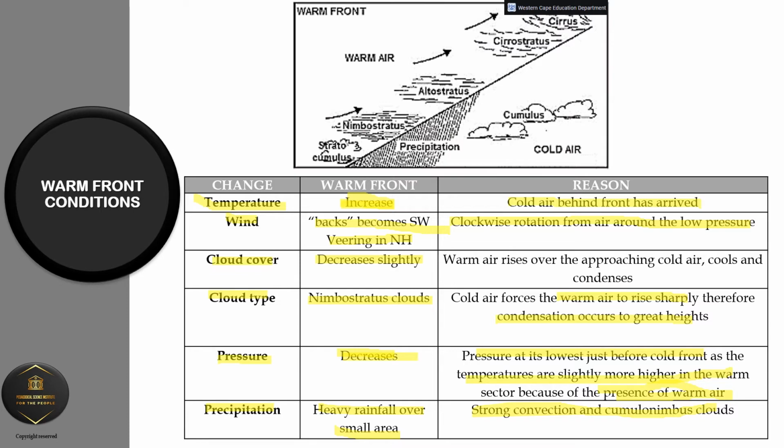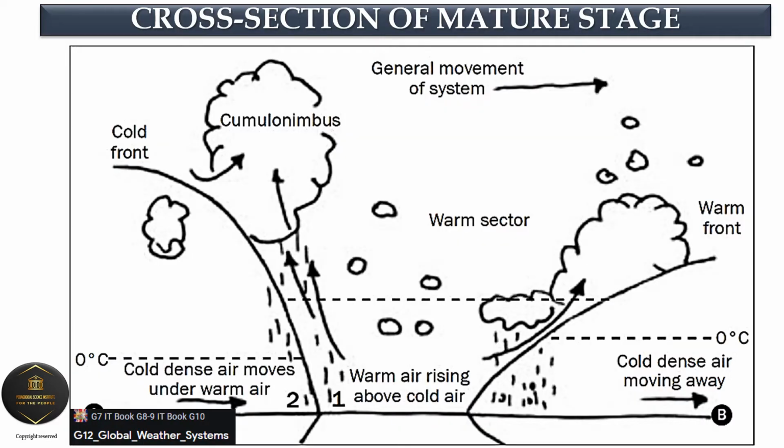Now, in essence, what we have done is to basically look at the conditions of the system in the mature stage. Now, remember, we represented the cold front. How did we represent it? We said it has a curved line to represent the steep pressure gradient force, in the cold front, right? And in the warm front, it's slightly gentler because of our gentle pressure gradient force.